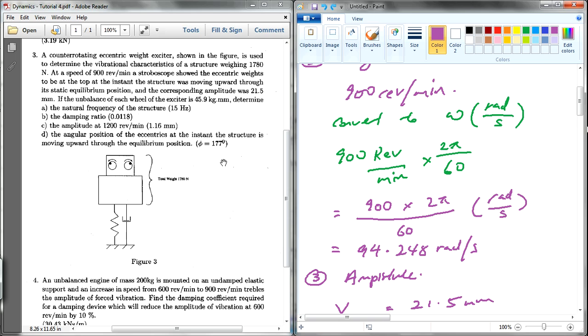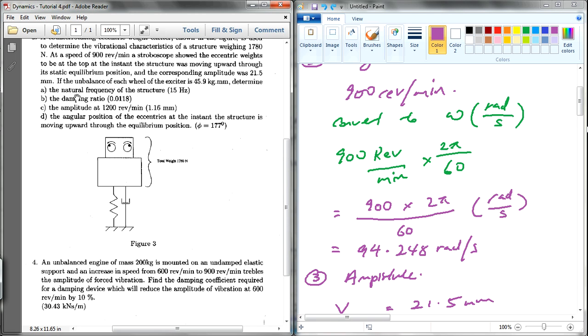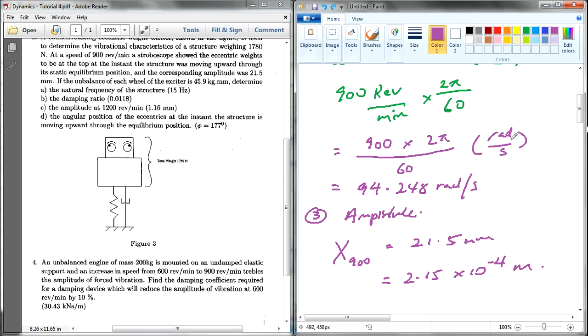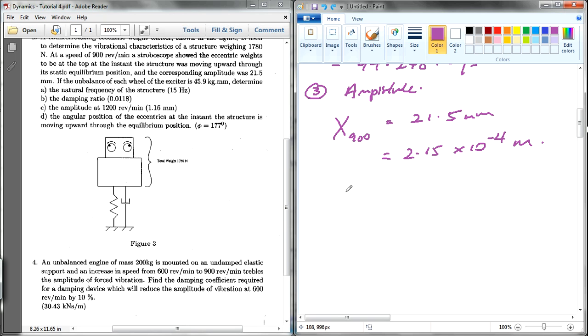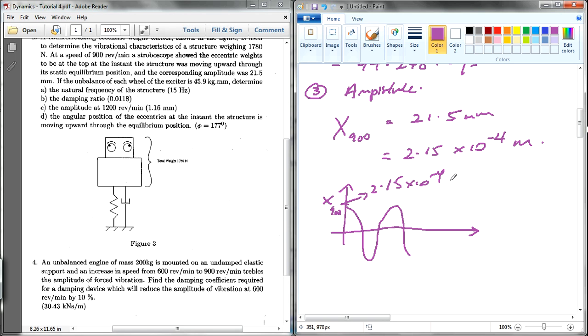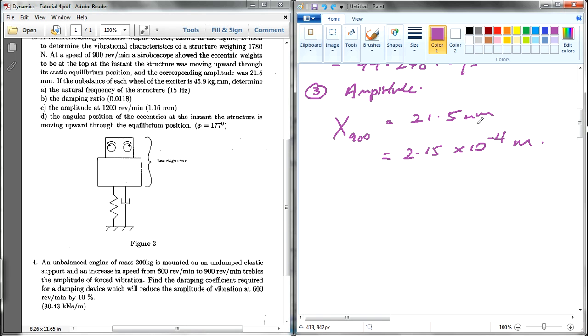And the next thing is the amplitude, which was 21.5 millimeter. So the amplitude where it moves, this is the position. The amplitude itself is 2.15 times 10 to the power of negative 2 meter. It's very small, because we're talking about vibration. The amplitude itself is quite small. We're just talking about some millimeters. So this is all we are given.